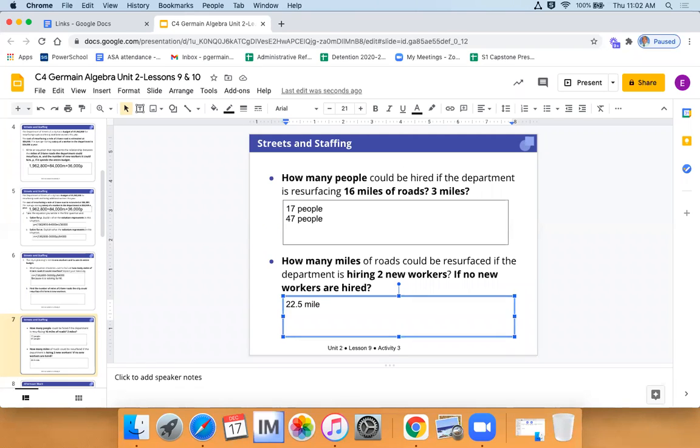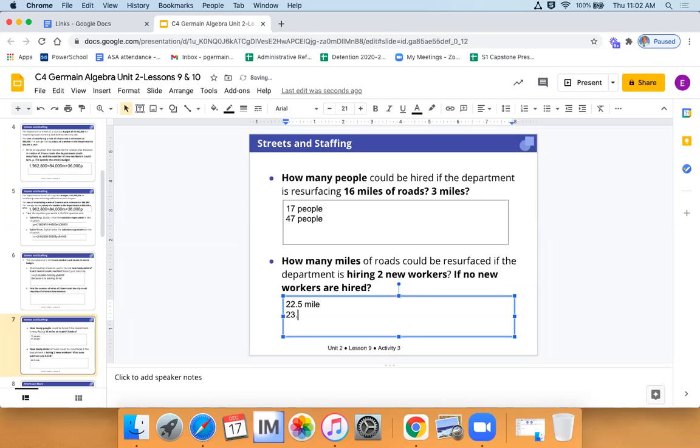What did we think? Almost there, guys. A little bit too big there, Claire. I think your decimal is 1 place over. How many miles of road? Let's see what people think. Nice job.